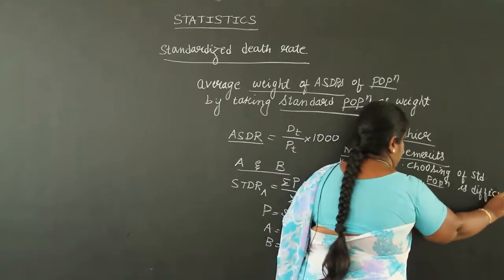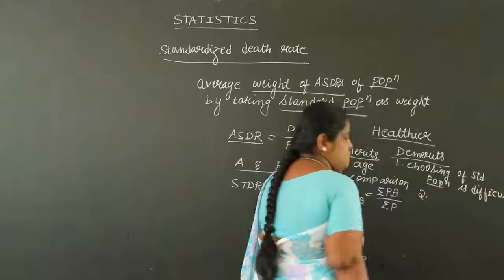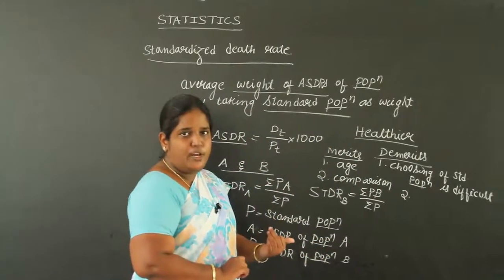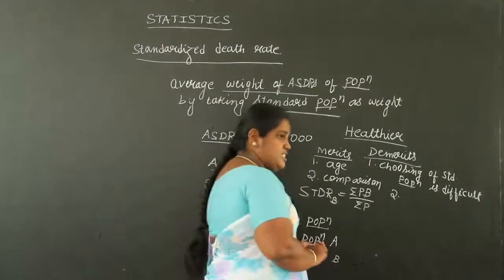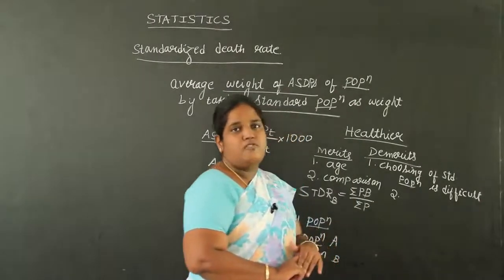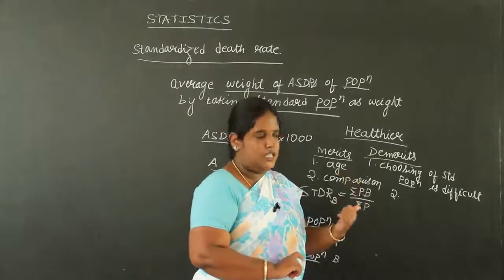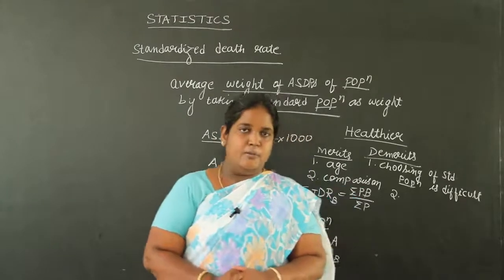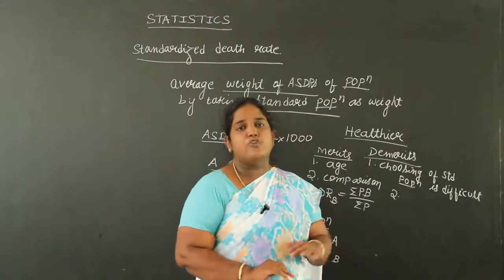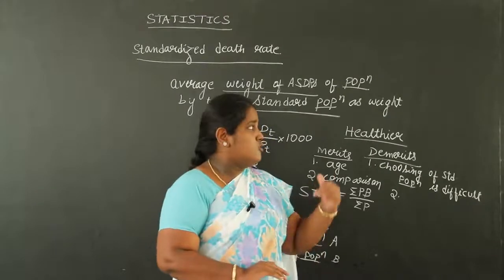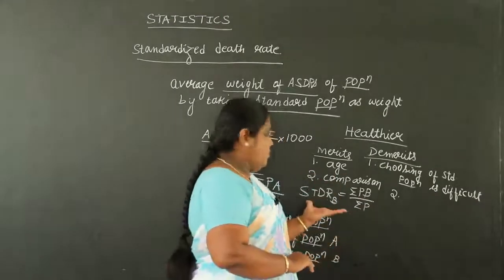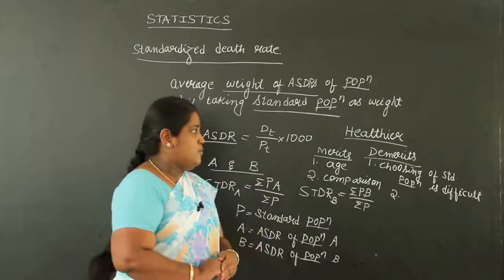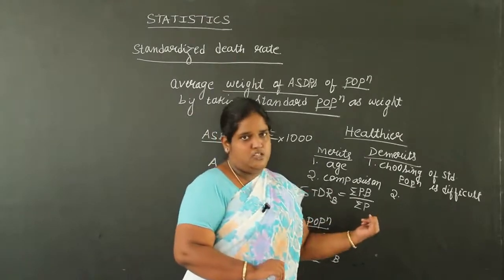Next, when we take some other population as the standard population, the age composition of that population and the other populations should be the same. If it is not the same, then we cannot go with the standardized death rate. We cannot have two different age compositions. So for the given populations A and B, whatever age structure is there, it should be the same for the standard population also.